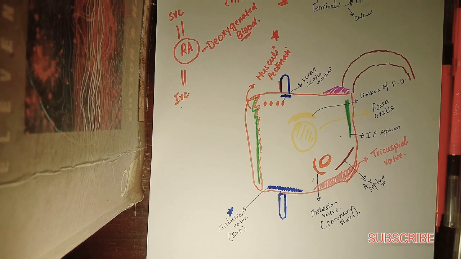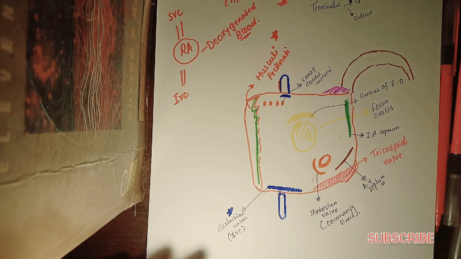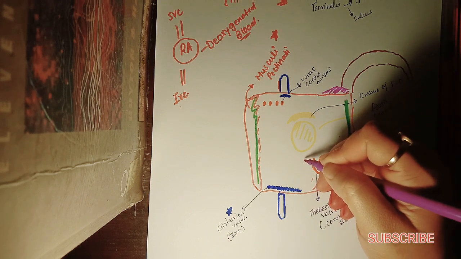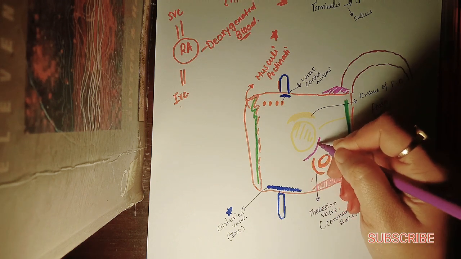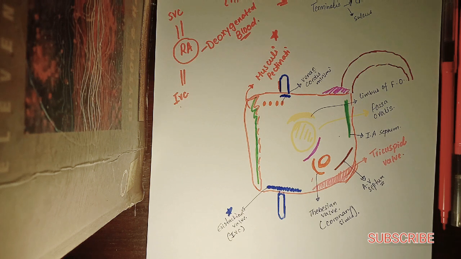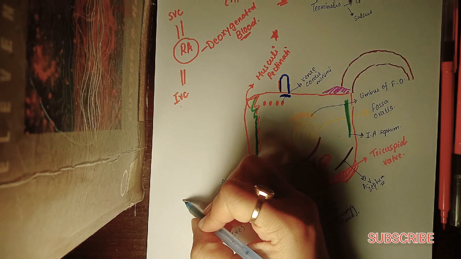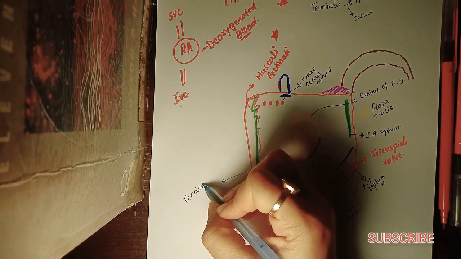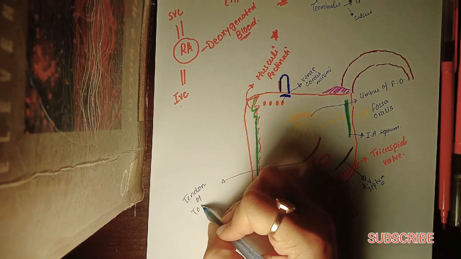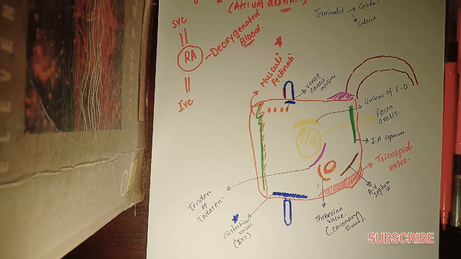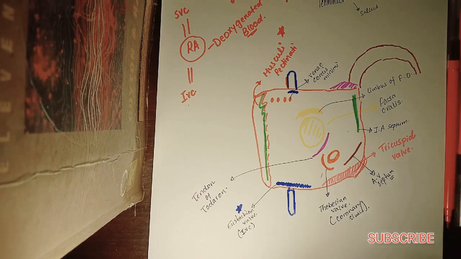Then there is a part that is not mostly asked, but it can be asked, which is the tendon of Todaro. I'll write it here. It is located only in the right atrium. It's like 50-50, it can be asked or it cannot be asked.